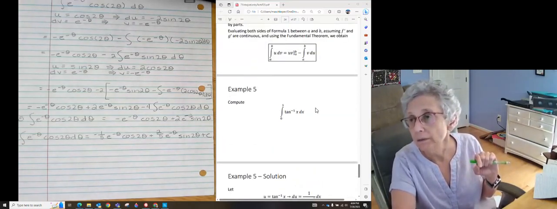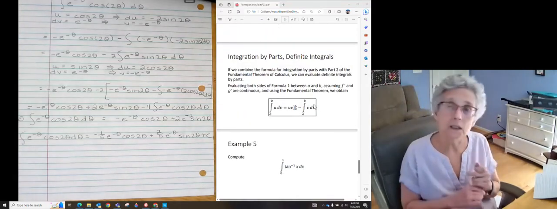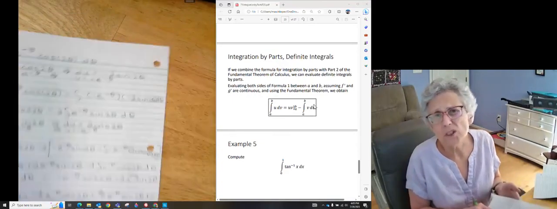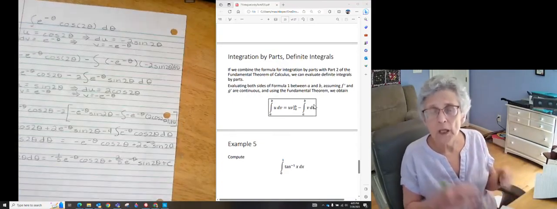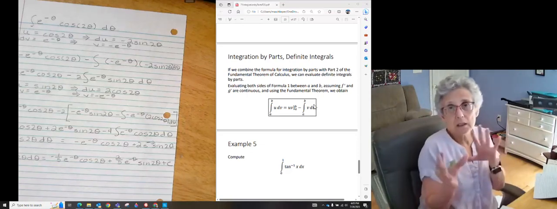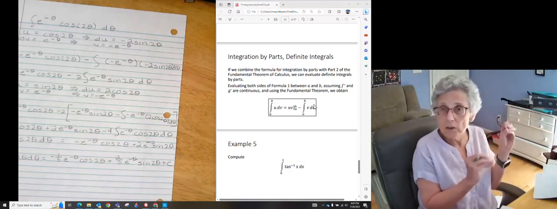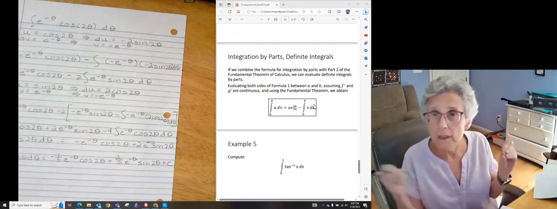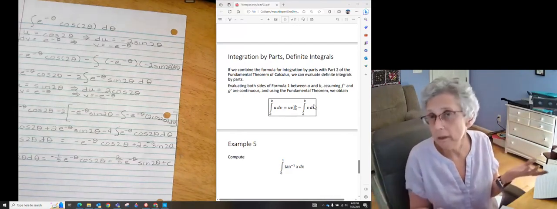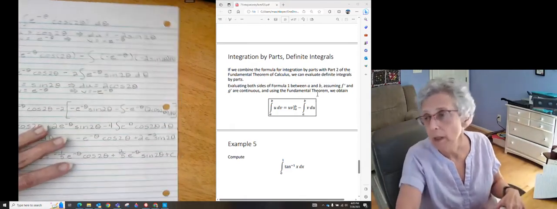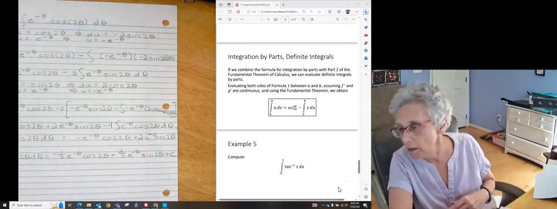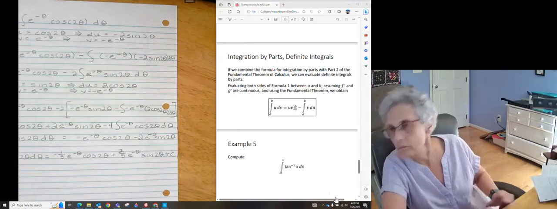The final thing we're going to look at is integration by parts for definite integrals, and it works just like you expect it to. If you want, you can just go to the side and do all your integrating and then do your substituting at the end. That is fine. I'm going to take a minute and write this one down.